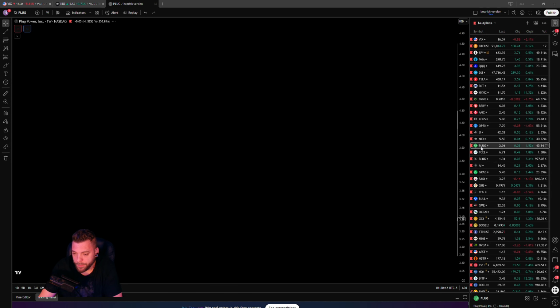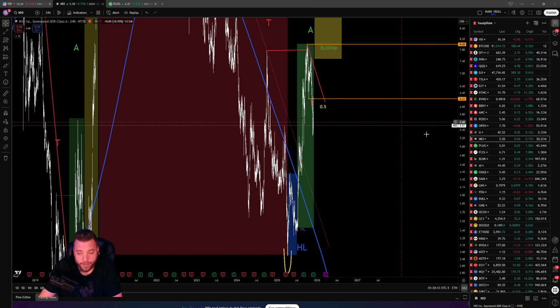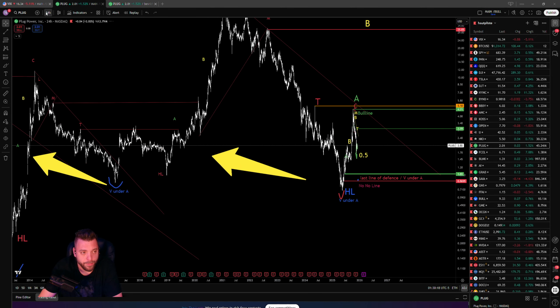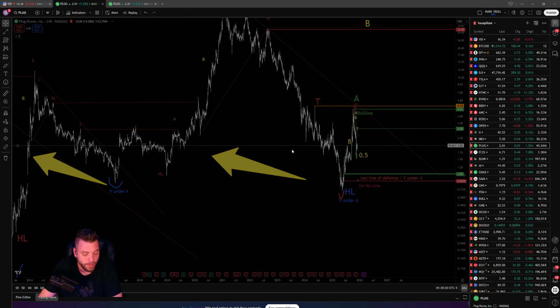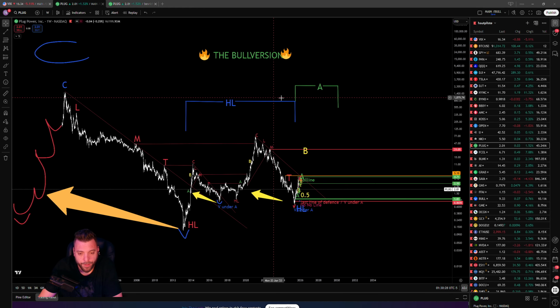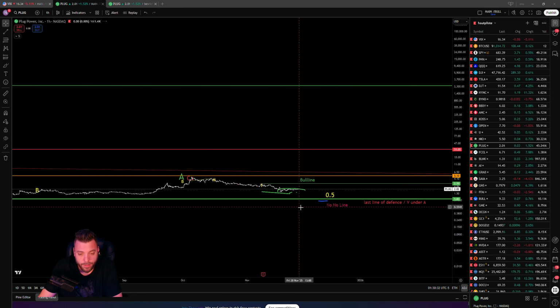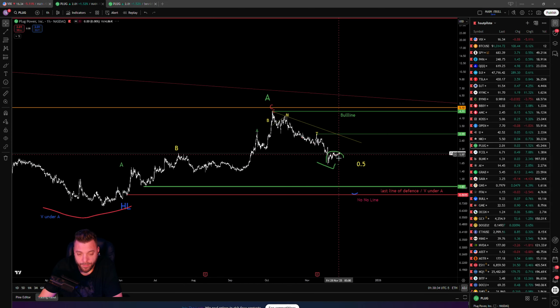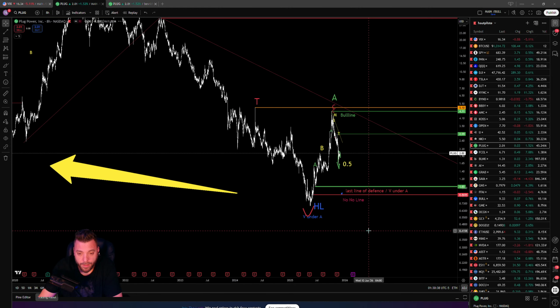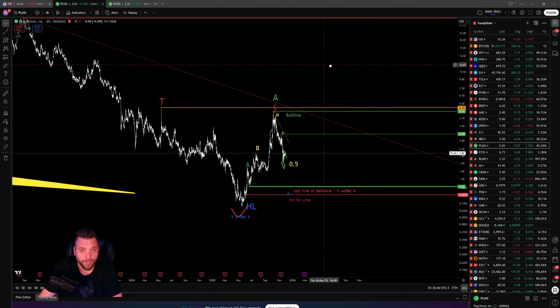Next one is plug, bullish and bearish. Let's start with the bullish one. So this is the bullish one. For the bullish one, as always, we already finished our high low, and we are right now again in the A pullback.